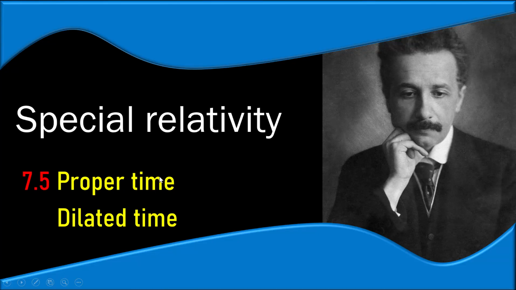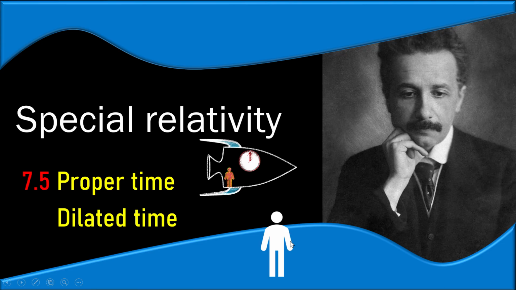Proper time and dilated time. In special relativity, time and space are relative to you. Let's say we have a spaceship passing by and a ground observer, and let's say the trip is our event. The duration of this event as measured by the ground observer is t1 and as measured by the passenger is t2. They won't agree on time.